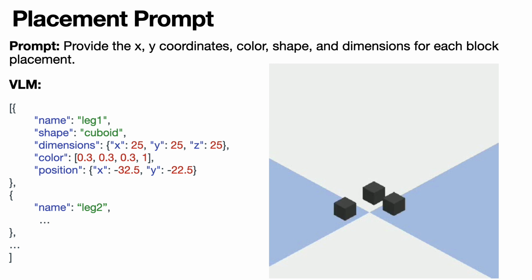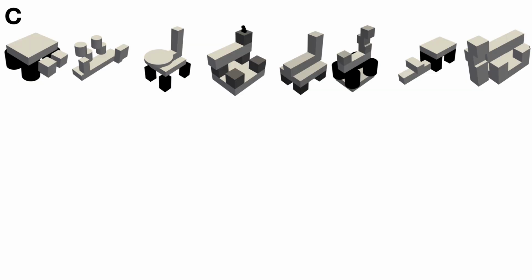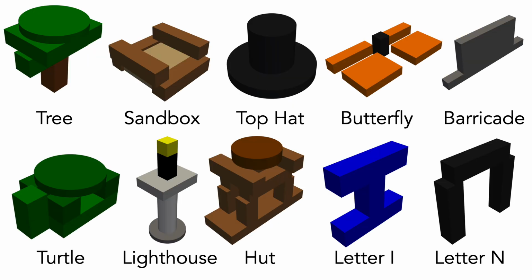This design is built in a PyBullet simulator, which gives visual feedback by rendering images of the assembly and stability feedback by identifying unstable blocks and the direction in which they fall. Based on this information, the VLM updates its design, improving stability and structure characteristics. 10 designs are run in parallel. Then, the VLM performs head-to-head comparisons, choosing between candidate designs until converging on a final design. Additional generations, including animals, structures, and letters, are shown here.